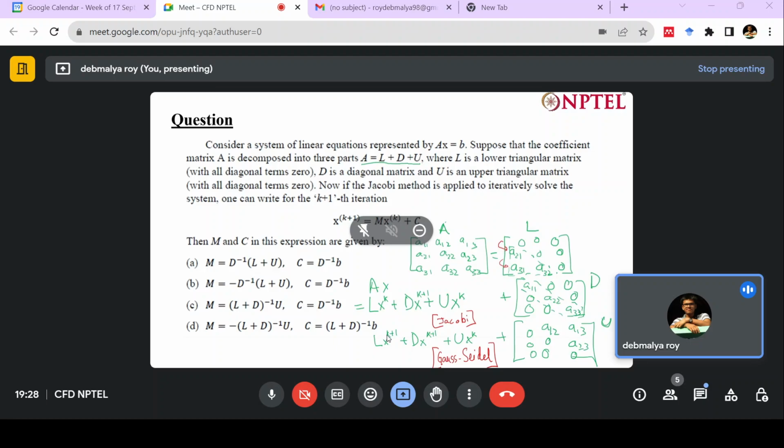So let's come to the question now. Can you tell me what is the value of this M and C? Basically we are writing this AX like this and putting it in the equation of AX plus B. For Jacobi we will use this particular equation. So what do M and C come out to be?